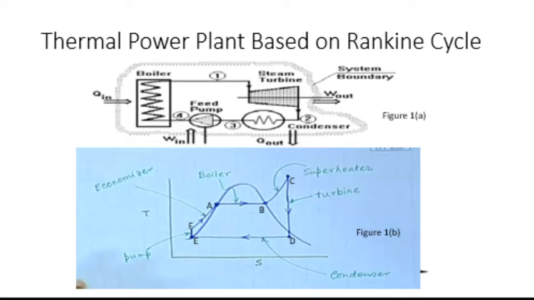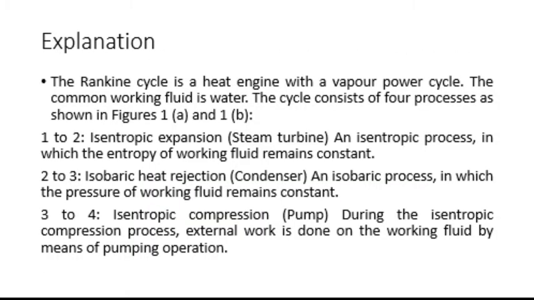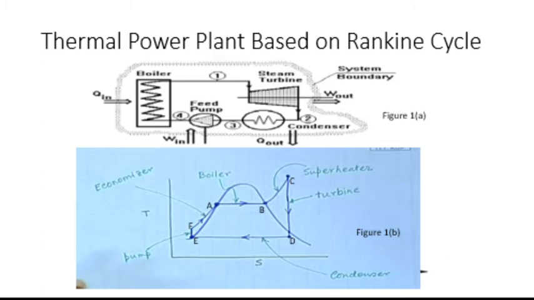Now from 2 to 3, we are not going to the next slide. First we'll discuss 2 to 3 in the condenser, and what the process will be. In 2 to 3 it will be isobaric heat rejection, an isobaric process in which the pressure of the working fluid remains constant. We want to keep the pressure of the condenser constant, though it may reduce slightly. We are taking the heat out, but it will not change the temperature much because we are taking the latent heat out of it.